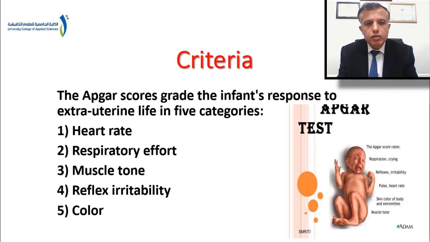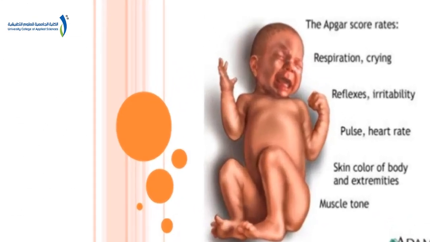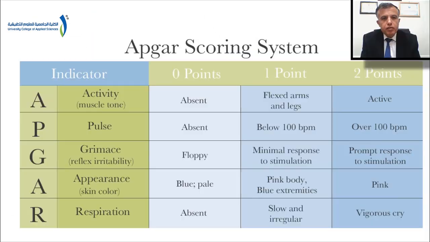The criteria usually used in this score are the heart rate, the respiratory effort, the muscle tone, the reflexive irritability, and the color of the skin. For implementing this score, we talk about, as said before, the activity, the color, the respiratory effort, the appearance, the heart rate of the baby, and the points that could be given to this baby are either 0, 1, or 2 points for each criterion.